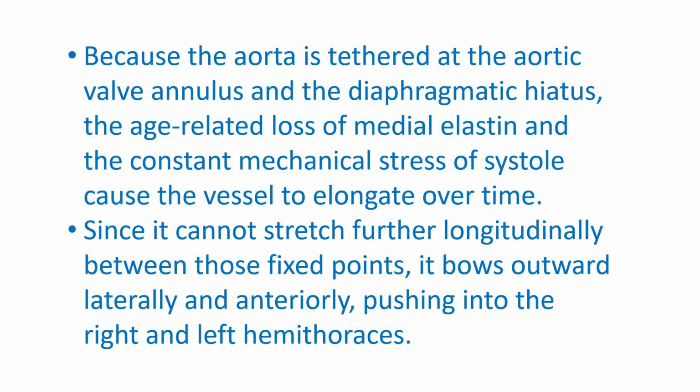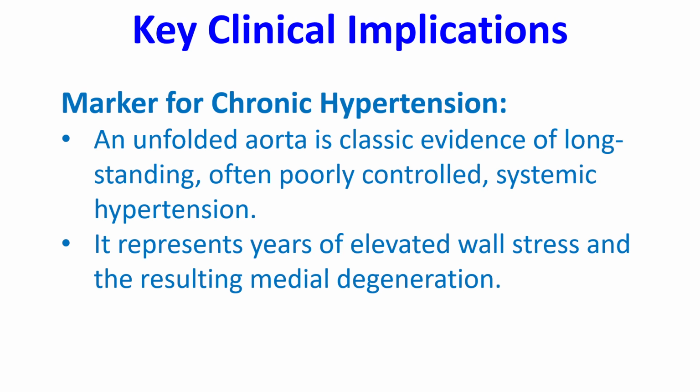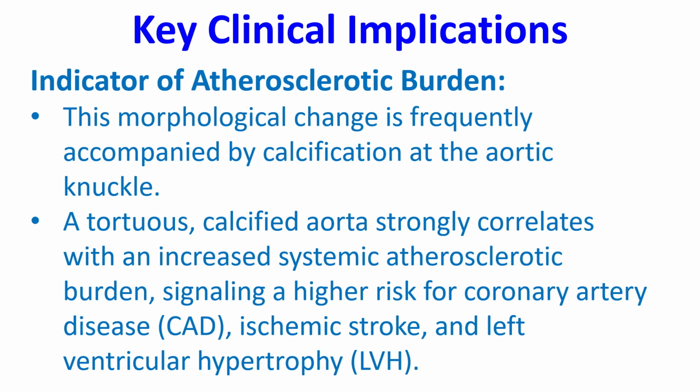An unfolded aorta is classic evidence of long-standing, often poorly controlled systemic hypertension. It represents years of elevated wall stress and the resulting medial degeneration. This morphological change is frequently accompanied by calcification at the aortic knuckle.